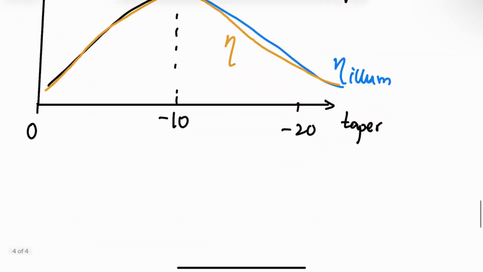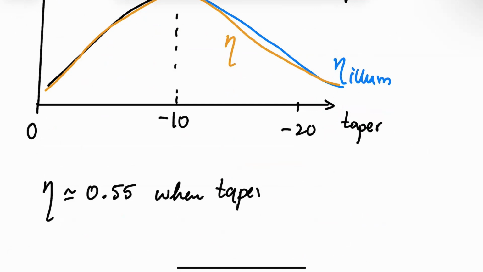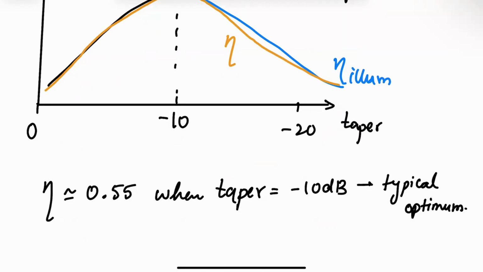Okay, so with all that in mind, a good number to keep track of is that efficiency is around 0.55 or so when the edge taper is minus 10 dB. Okay, so this is the typical optimum, or it's close to the optimum efficiency you can get. In reality, if you just take the product of illumination efficiency and spillover, this should be around 0.75 or so. But because of the other factors in there, this can be brought down to around 0.55.